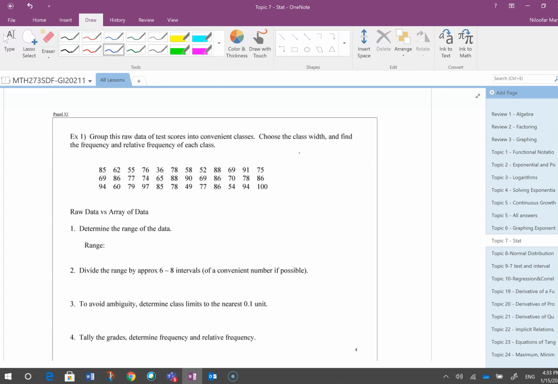When I look at the data here, it is very raw and I cannot talk about it. So I find maximum minus minimum. Maximum is 100 and minimum is 36, which I found here. 100 minus 36 is 64.